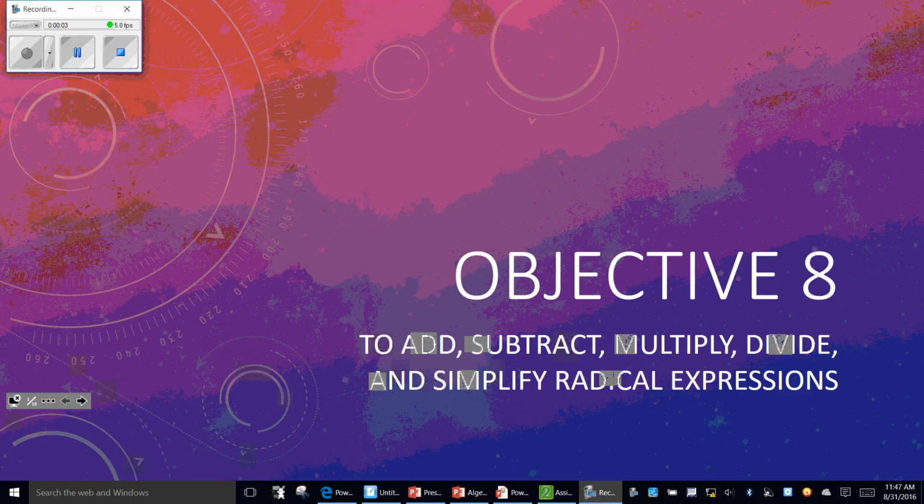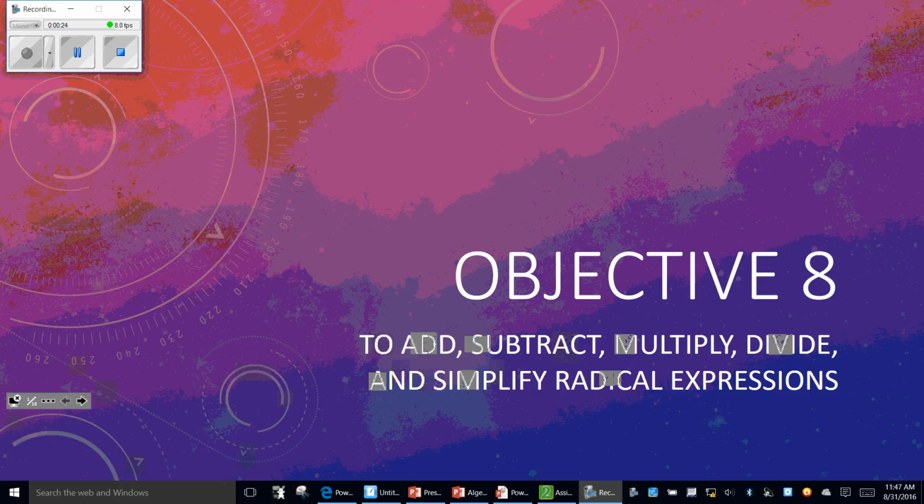All right, so this is going to be objective 8. We are going to add, subtract, multiply, divide, and continue to simplify radical expressions. We simplified basic radical expressions yesterday. There is a little more to it. We're going to talk about rationalizing a denominator today.